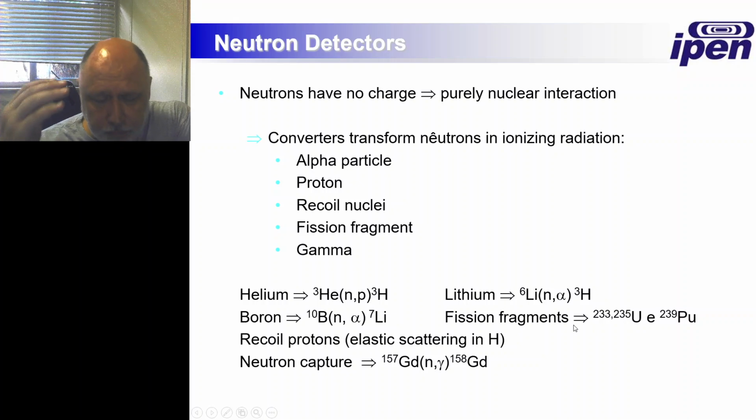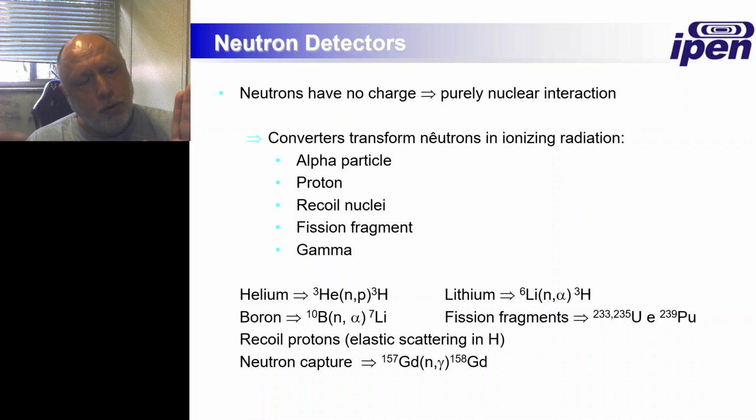Sometimes we have gas detectors with uranium deposited on the inside of it, so that you have fission, and the fission fragments have very high energy. They are all very highly charged, and you can detect them simply. There's something called recoil protons. If you think of hydrogen, and high energy neutrons entering here, they can scatter, and in that case now you have a proton that's recoiling at high energy, and now it is a heavy charged particle, right?